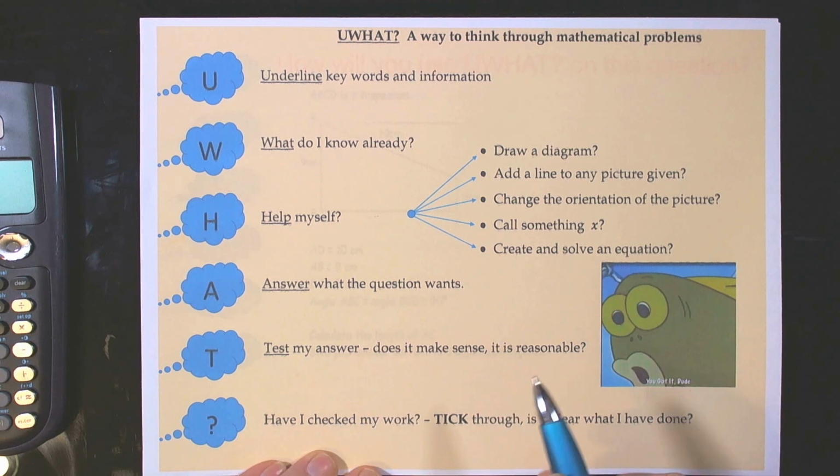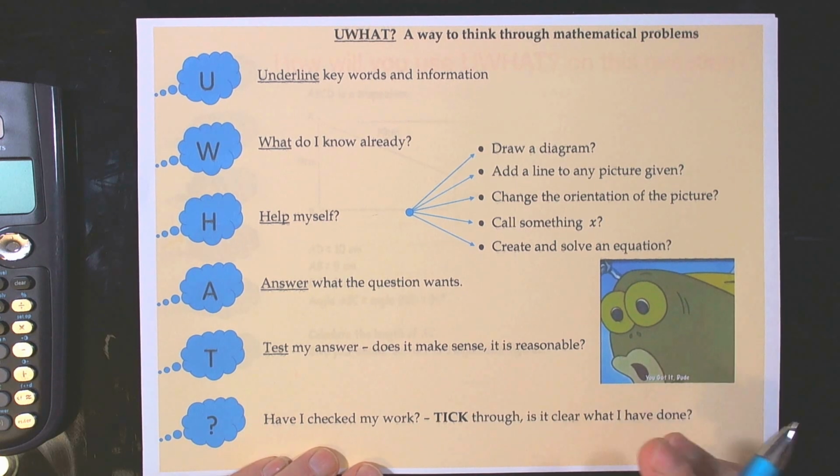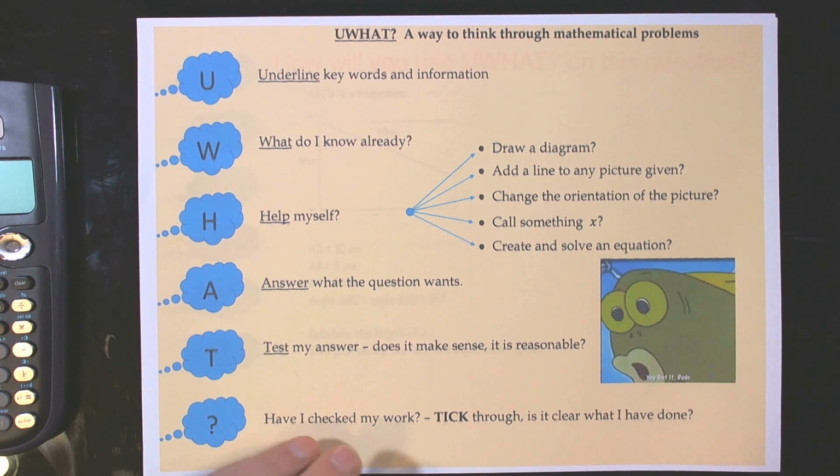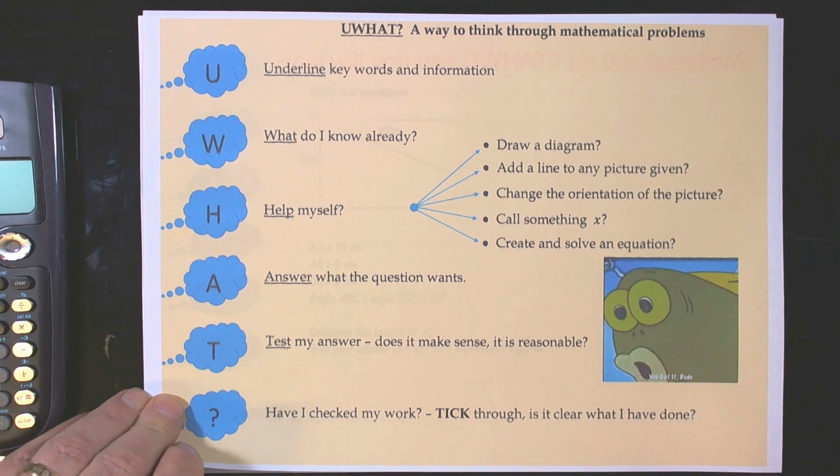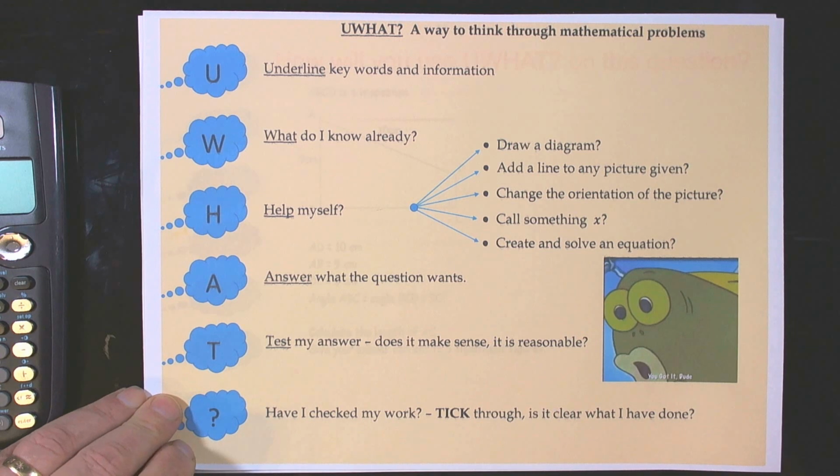And the question mark at the end of the UWHAT is literally something I think is useful: go back through ticking off every sentence in a question to check have I actually done everything that the question wanted. Sometimes students miss marks because the question said do you agree with John, or whatever, and the students forget to put yes, I agree, or the explain answers. If it says give reasons, they sometimes forget to give the reasons. They do calculations, but they don't give the actual reasons, which are written words.